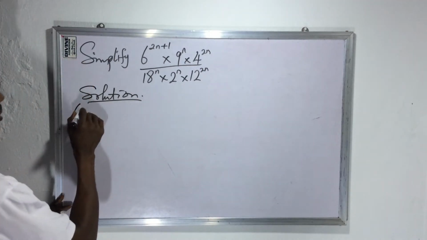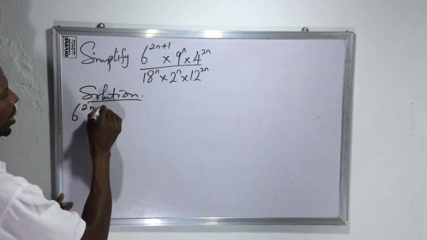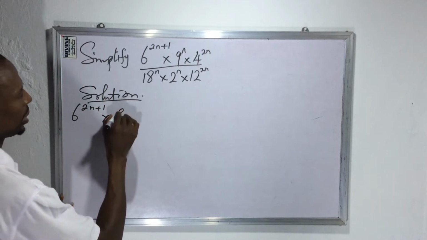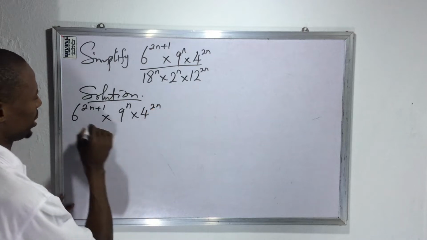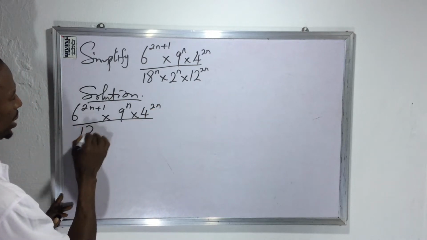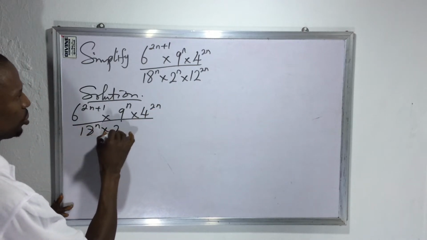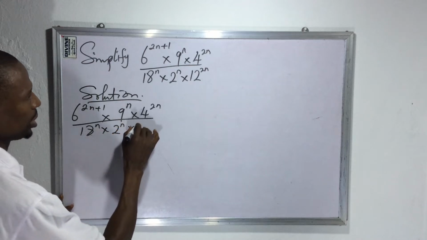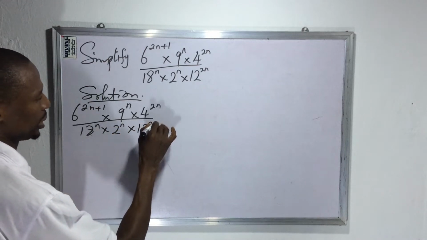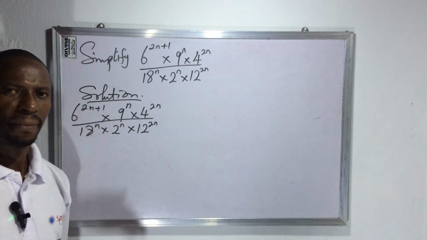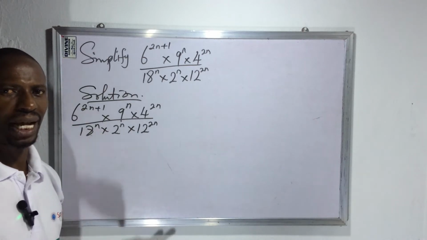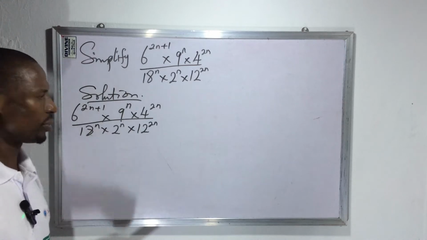We have 6 to the power of 2n plus 1 times 9 to the power of n times 4 to the power of 2n, all over 18 to the power of n times 2 to the power of n times 12 to the power of 2n. The first thing you do here is to break the figures down.